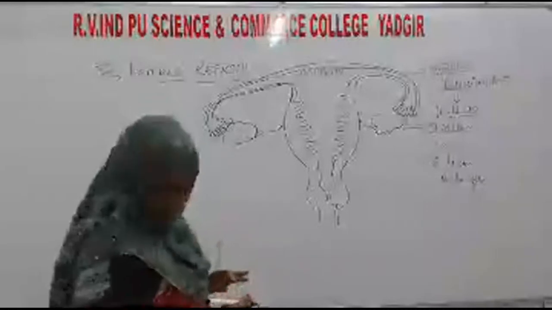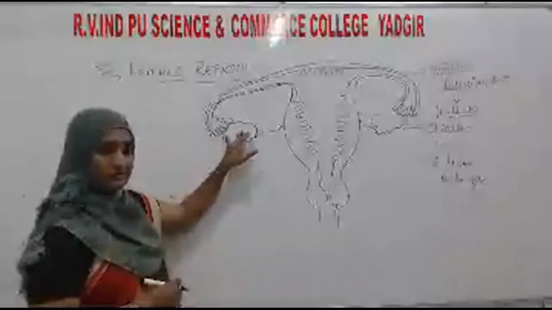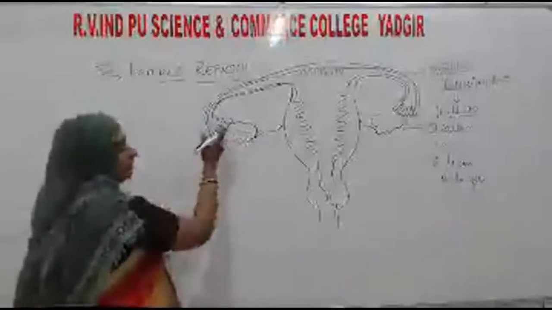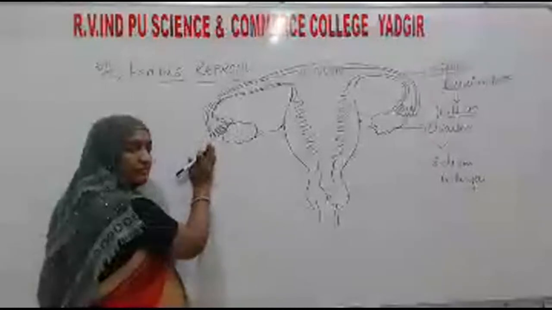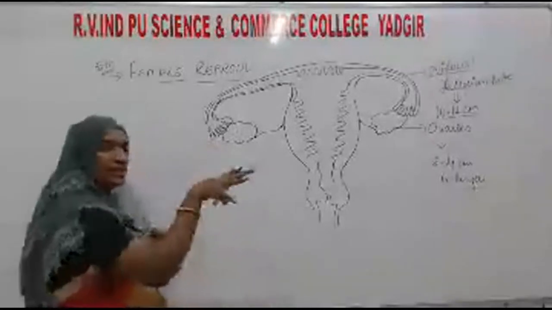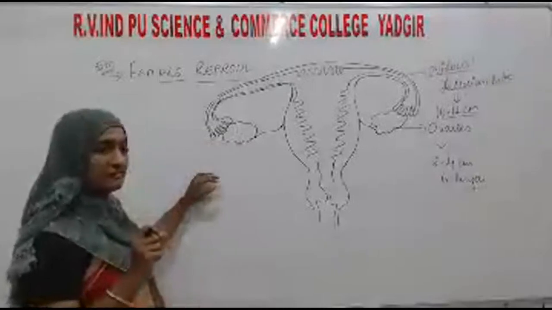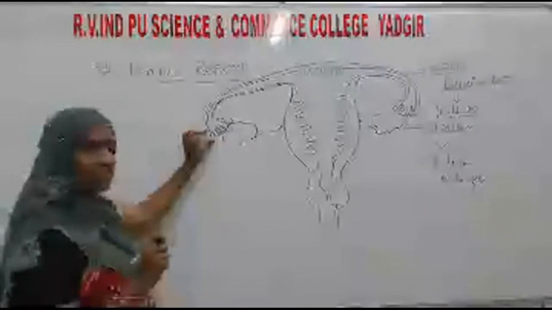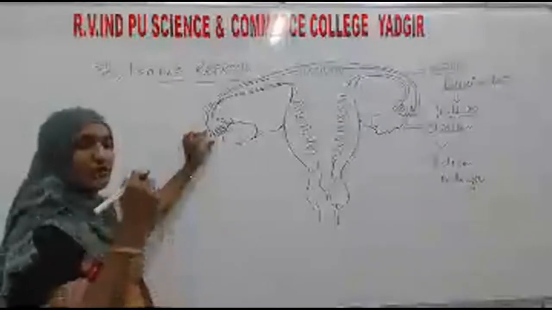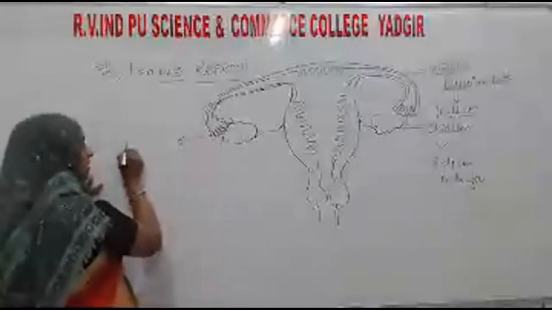First of all, this part of the oviduct immediately holds the ovaries and is responsible for collecting the ova that are released from the ovary. And these small finger-like projections just above the ovaries we can call the fimbriae.